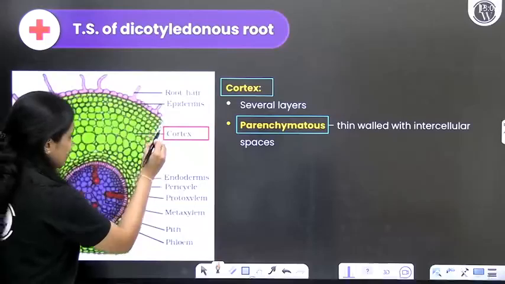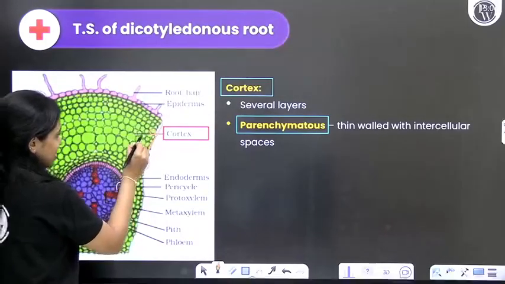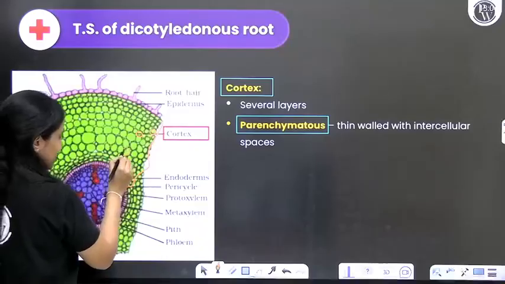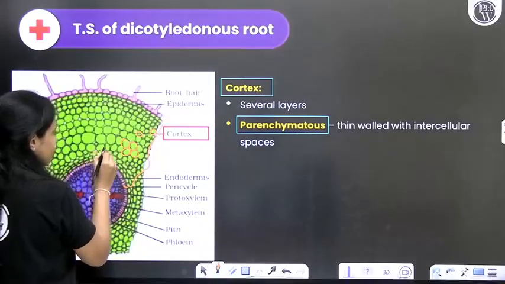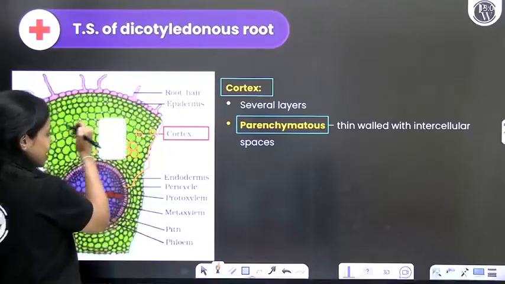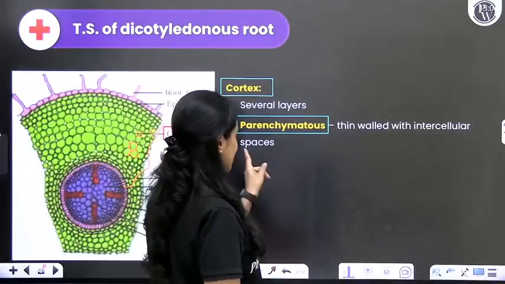So from here to here it is cortex. This also is cortex. So you have many cells present, multiple layers of cells present. They are almost spherical. They have thin walls and you can see there are a lot of spaces that are present between cells. They are called your intercellular spaces. They are thin-walled cells with intercellular spaces.